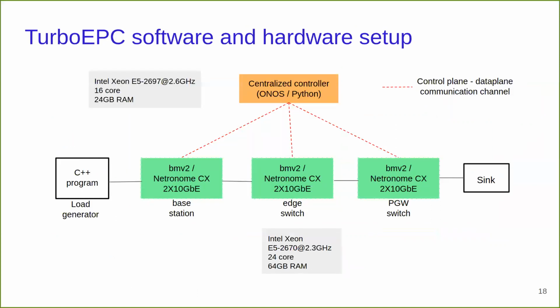We now see the TurboEPC setup for both the hardware and software prototypes. A centralized control plane runs an ONOS controller for the software prototype and a Python controller for the hardware prototype. The base station, the edge switch, and the core PGW switches are BMV2 switches for the software prototype and Netronome's 10 gig SmartNICs for the hardware prototype. The load generator is a multi-threaded C++ program that can generate traffic with different distributions for multiple users.